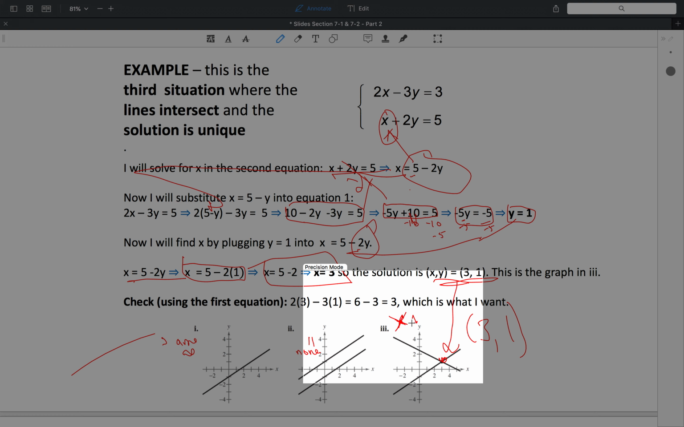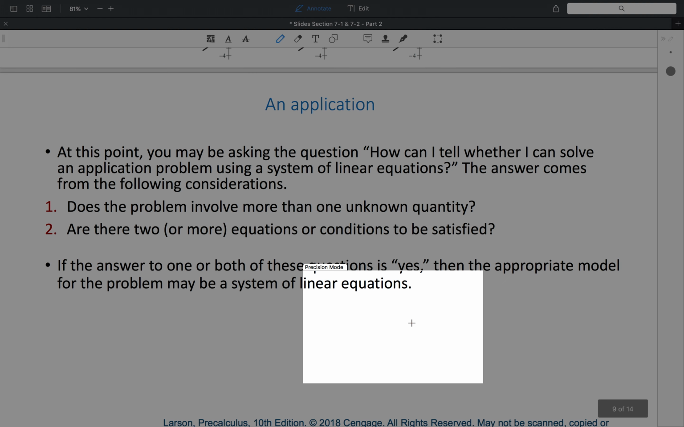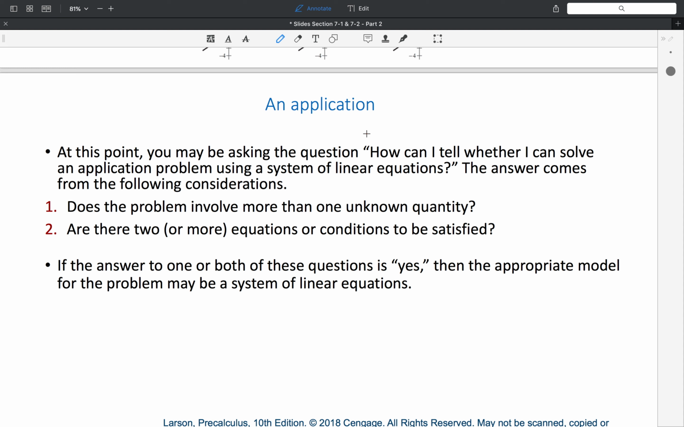Okay, now we're going to do an application, and the application is going to be kind of complicated, so just be patient. What I want to talk about a little bit is how do you know that a word problem, if you're not being told in advance, means use two equations? Well, usually you're going to have two unknowns that aren't related to each other. They're independent. So that's going to be the biggest thing, two things you're looking for.